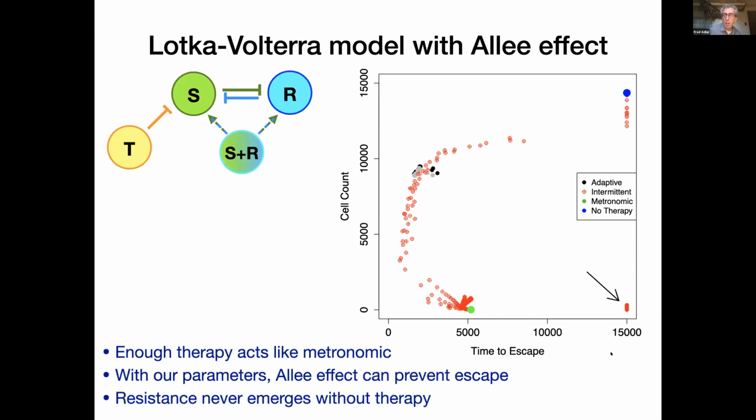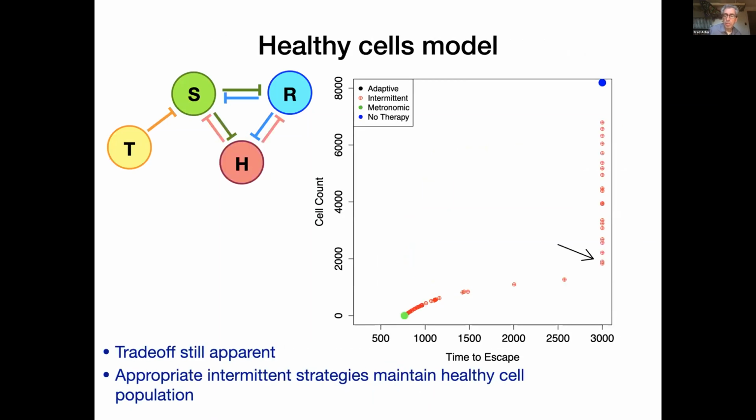Why is that? Well, that's because if you can knock the tumor below that threshold that exists when you have an Allee effect, great, you just won the battle, right? The Allee effect does it for you. Of course, whether there is going to be such an Allee effect is an empirical question.